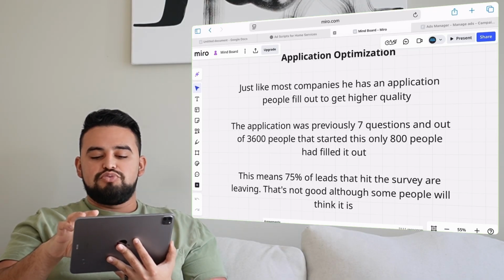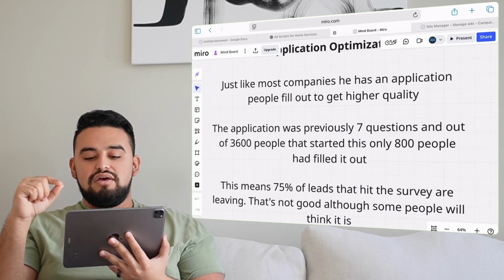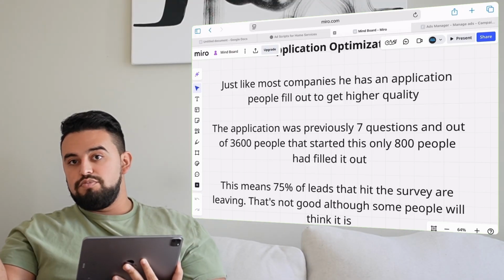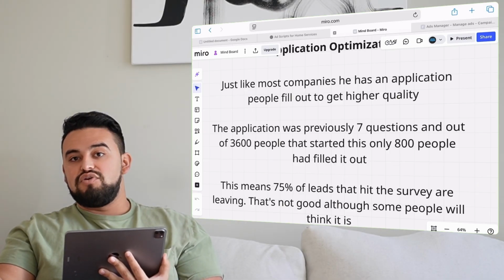And so the application was previously 7 questions, and out of 3,600 people that started this, only 800 people had filled it out, which means that out of 3,600 total people who went in to do the application, only 800 made it in the back end with their lead info in the system.